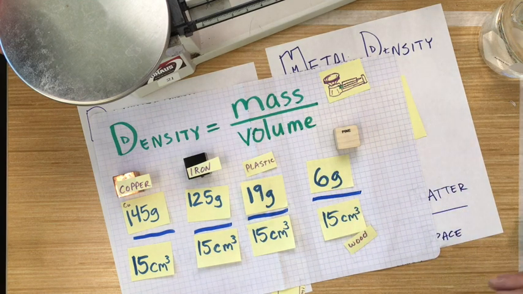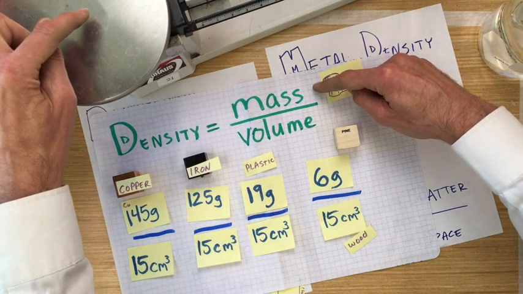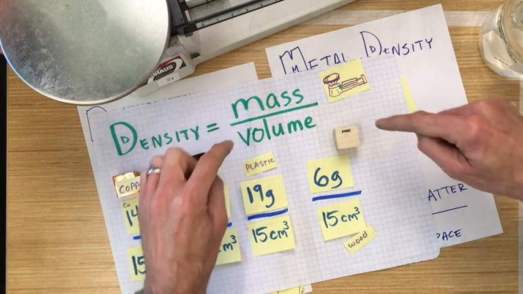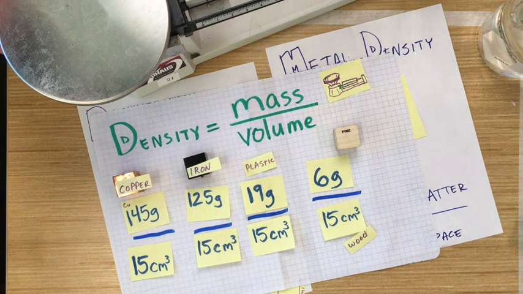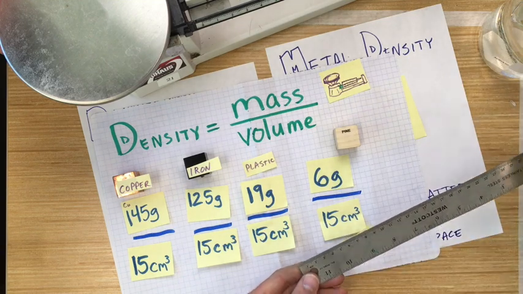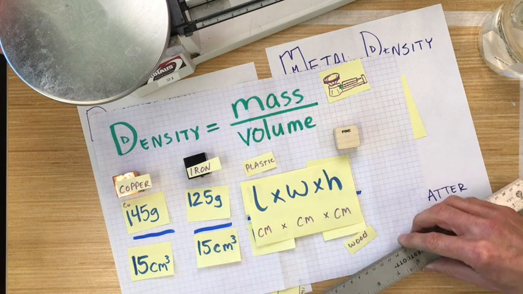So in conclusion, to find the density of an object, you have to know the mass, which comes from putting it on a triple beam balance and finding the mass in grams. Then you have to find the volume. For most solid objects, you find the volume using a ruler and the formula of length times width times height. And that's how we calculate the density.